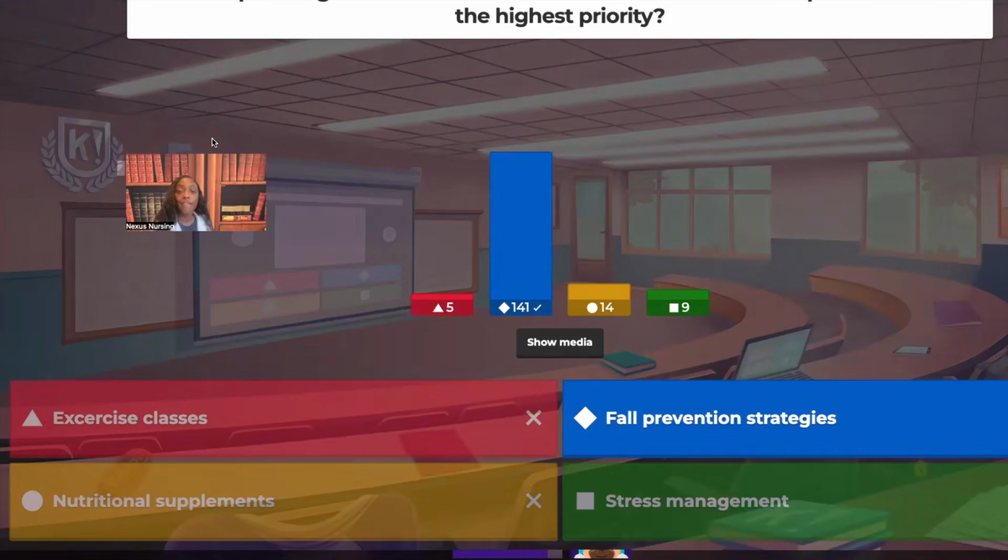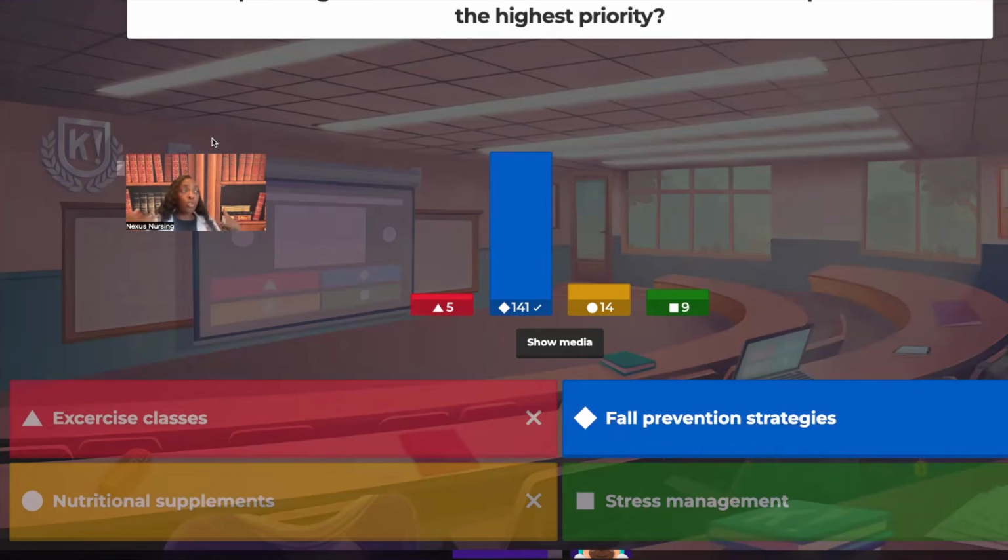Very good. Fall prevention strategies. Why? Well, think about what community health nursing is. You are identifying and addressing the biggest risks in that community. So, for this question, who is our community? The local senior center, the geriatric population. What do you think is going to be the biggest risk in that population? Safety issues such as falls.